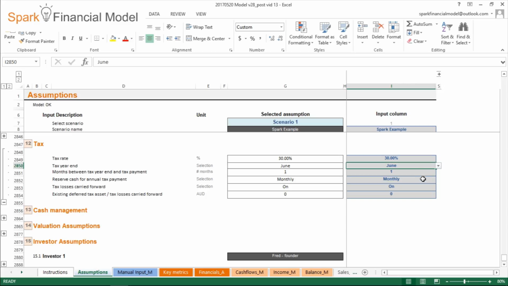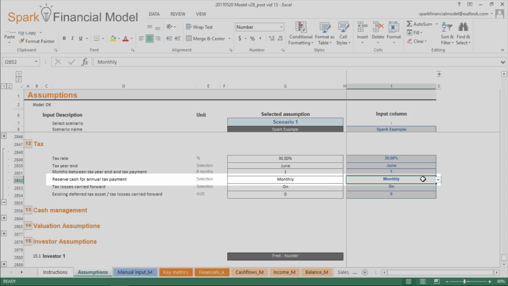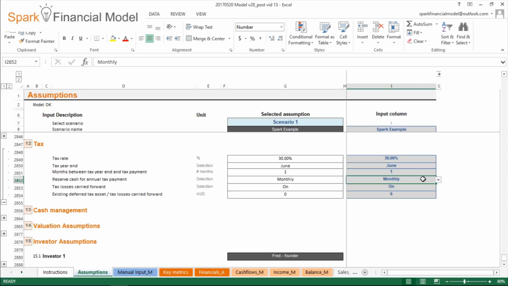This next field lets the model reserve cash for tax payments at the end of the year based on the expected profitability. In other words, this smooths out the cash requirement from your business from a tax perspective. Let's say in this example we want to reserve cash quarterly.